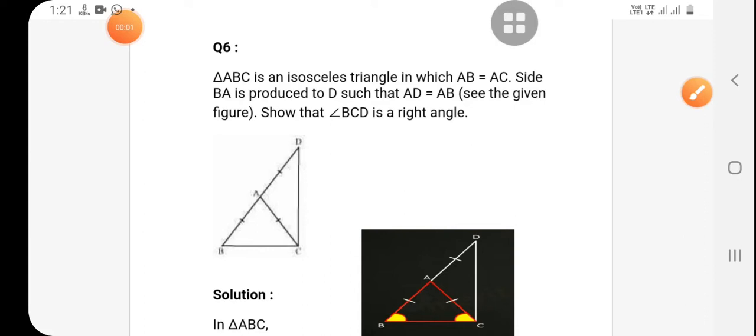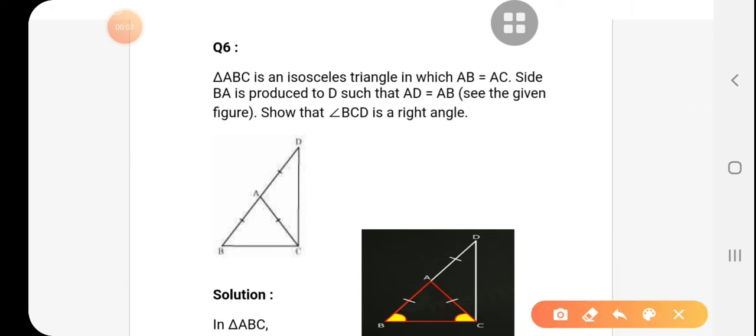Here I am going to solve question number 6 from exercise 7.2 for class 9. The question is as follows: triangle ABC is an isosceles triangle in which AB is equal to AC. Side BA is produced to D such that AD is equal to AB. See the figure, so that angle BCD is a right angle. In this question, the figure is already given here.